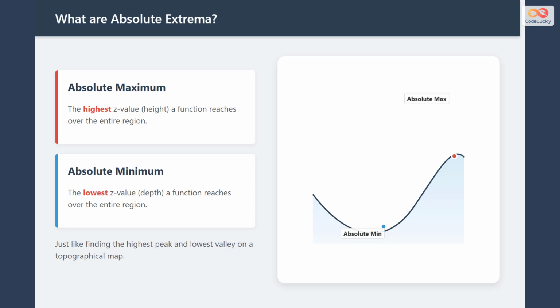First, let's define what we are looking for. An absolute maximum is the highest point, or largest z-value, that a function reaches anywhere within our specific region. Conversely, the absolute minimum is the lowest point, or smallest z-value. You can visualize this as finding the highest mountain peak and the lowest valley floor within a fenced-off park.